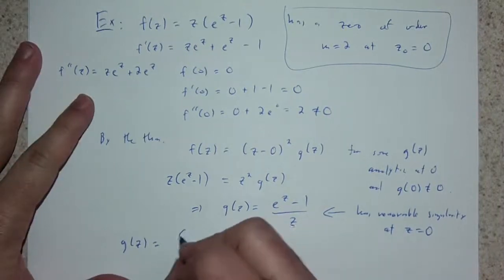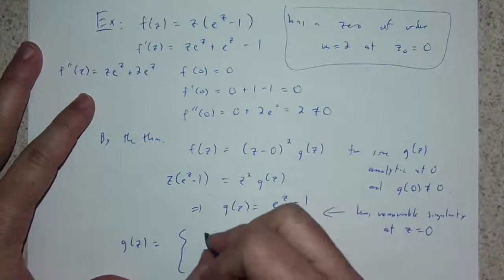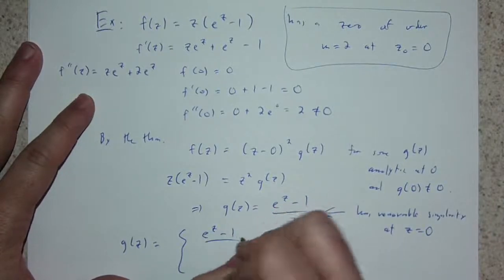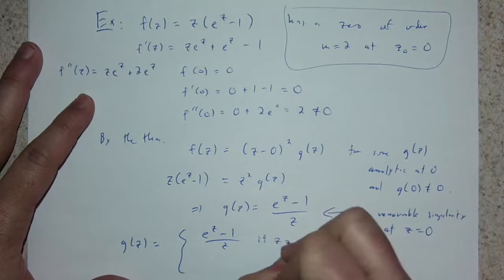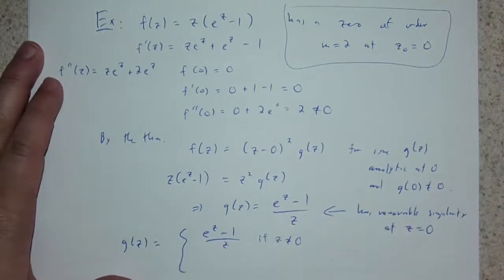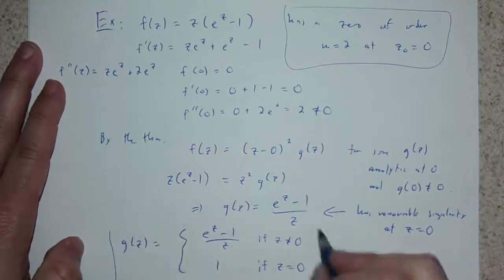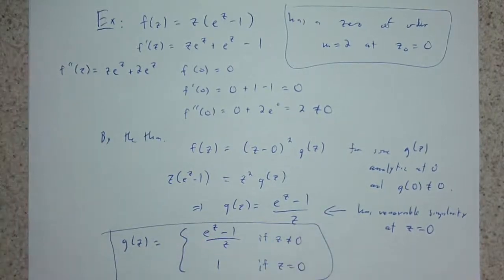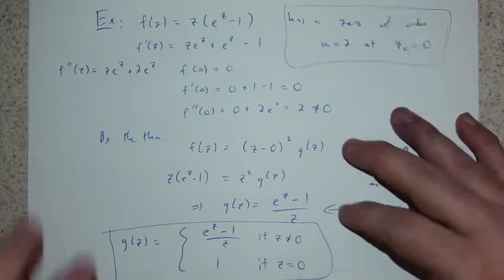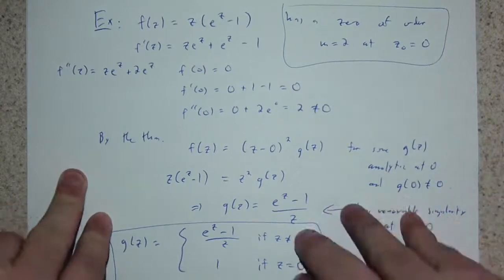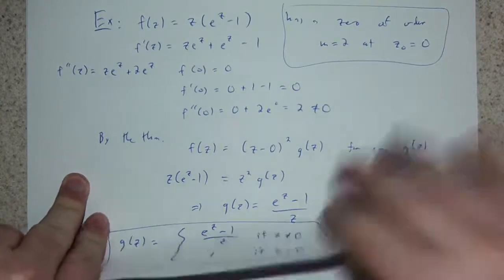And so we take g of z to be the piecewise defined function e to the z minus 1 over z if z is non-zero, and all we need it to be at 0 is 1. So 1 if z is equal to 0. This is the analytic function that's non-zero at 0 that works. So there's a way to see how this works, even when you're dealing with something that's not a polynomial.